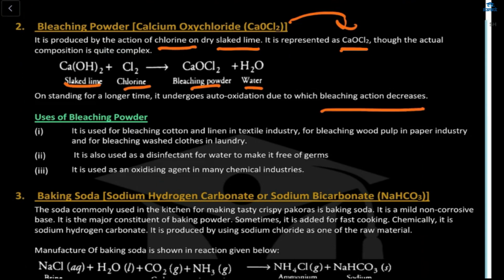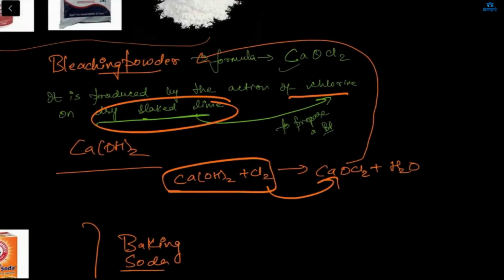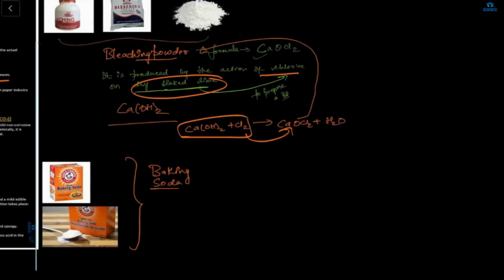Later on, I'll discuss what is oxidizing agent, what is reducing agent. Now this part you got, how we are producing bleaching powder with the combination of two things. One is slaked lime, and the other is chlorine gas. With the chlorine gas, we are producing bleaching powder and water. Okay, got it? Now, what are the uses?